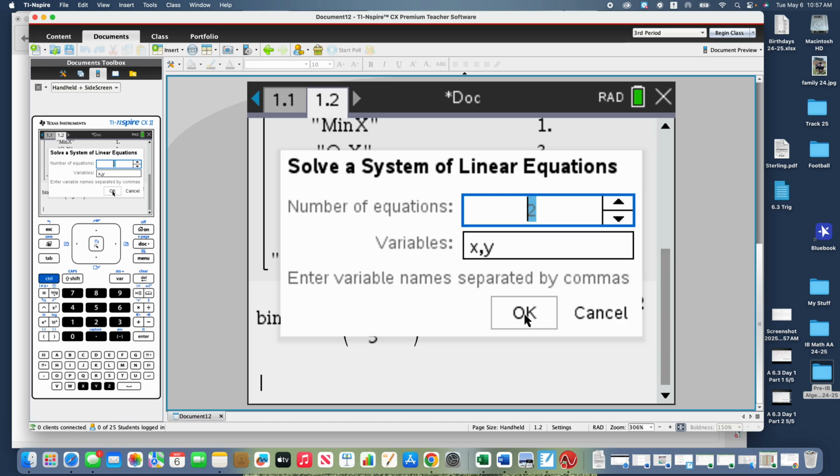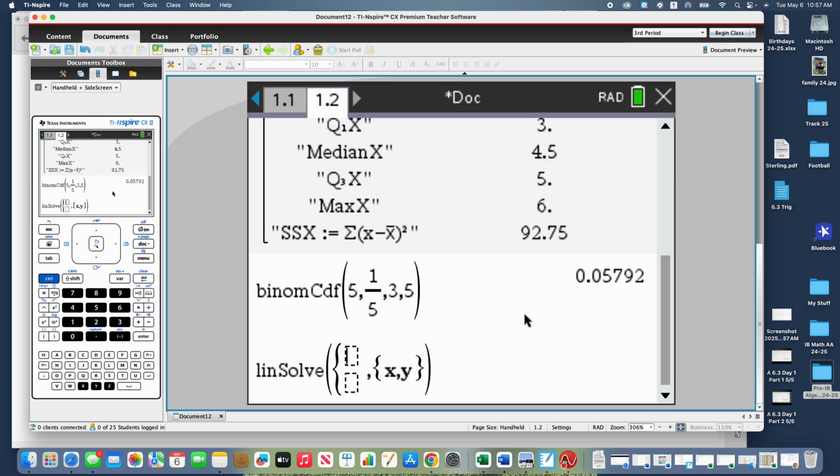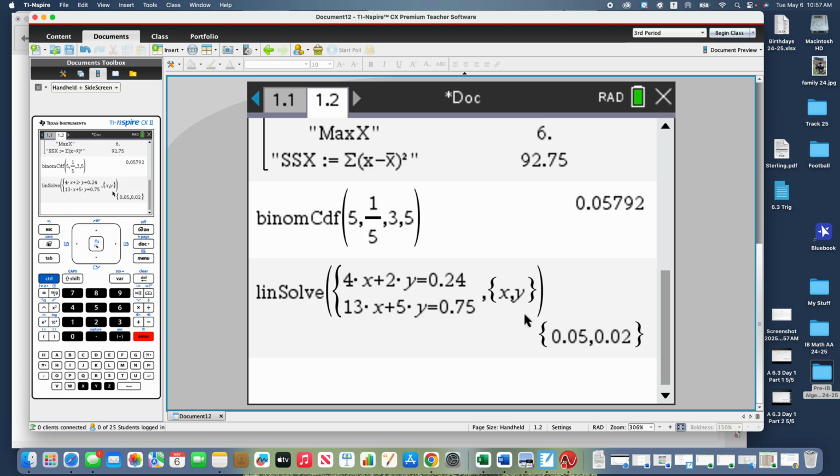Two equations. And I have 4x plus 2y equals 0.24. And I have 13x plus 5y equals 0.75. It's not letting me go there. Huh? It's not letting me go there. It won't let you go there? It's probably locked. I'll fix it. Okay. You will have that for the test. There is no lockdown on the tests. You have access to all of them. So you'll have access to that.